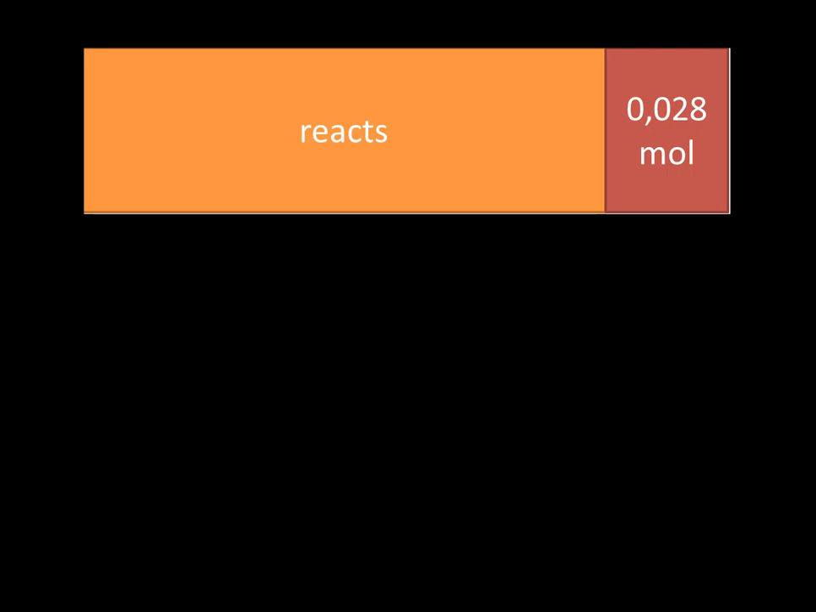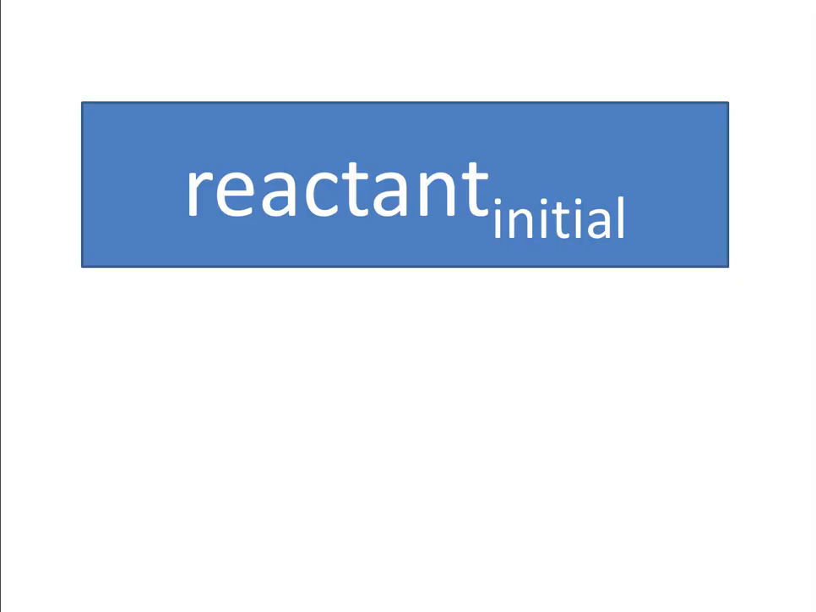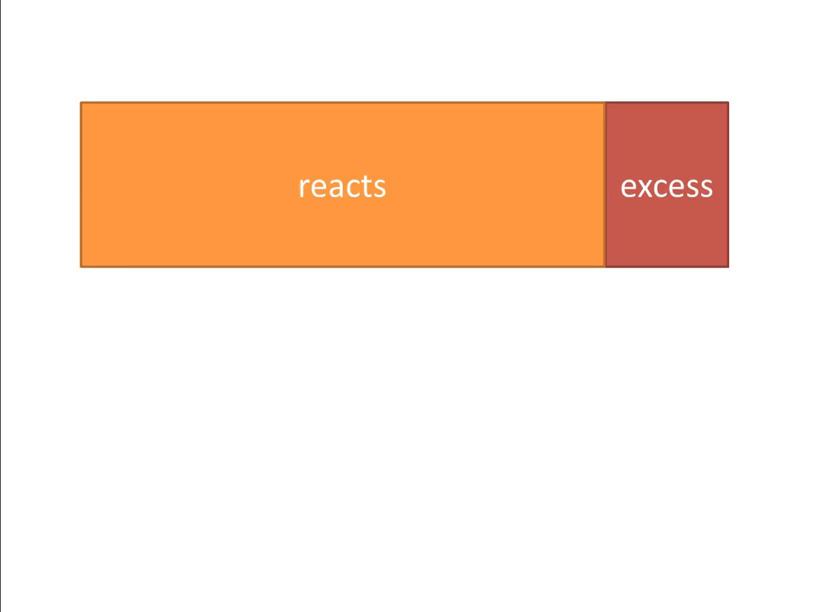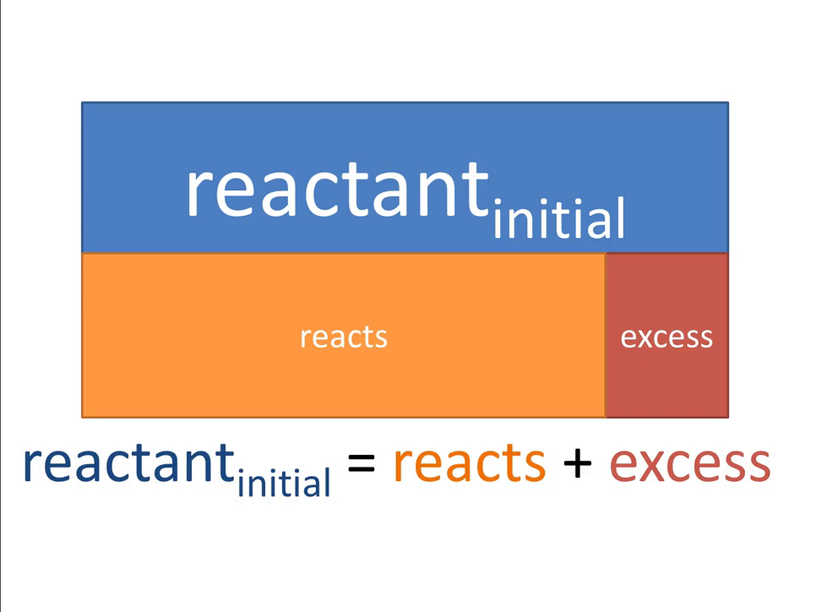So if we know that there was 0,125 mole HCl in the beginning and 0,028 mole of this was left over at the end unreacted, then how much must have reacted? If you don't yet see how to get this answer, then try to create an equation from this situation. We start with a certain amount of reactant. Some of this reacts and some is in excess. How are these amounts related? The initial amount of reactants equals the sum of the amount that reacts and the amount that is in excess.